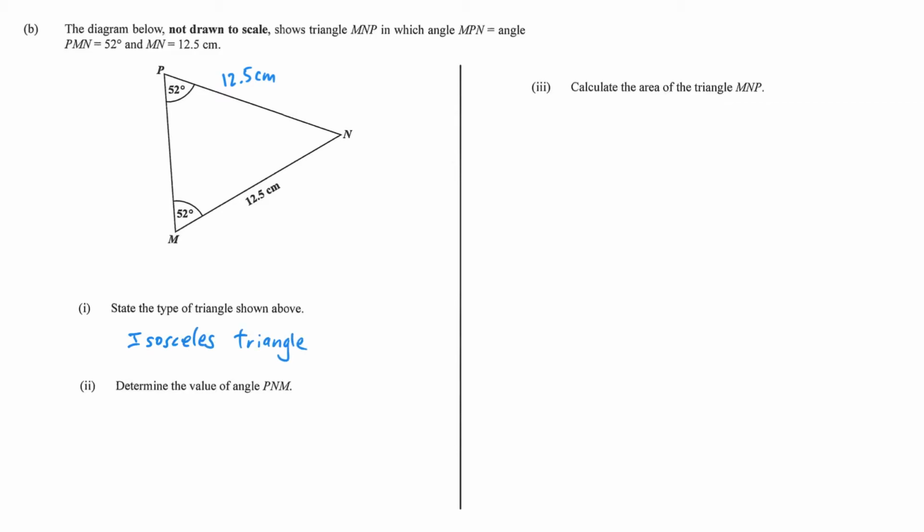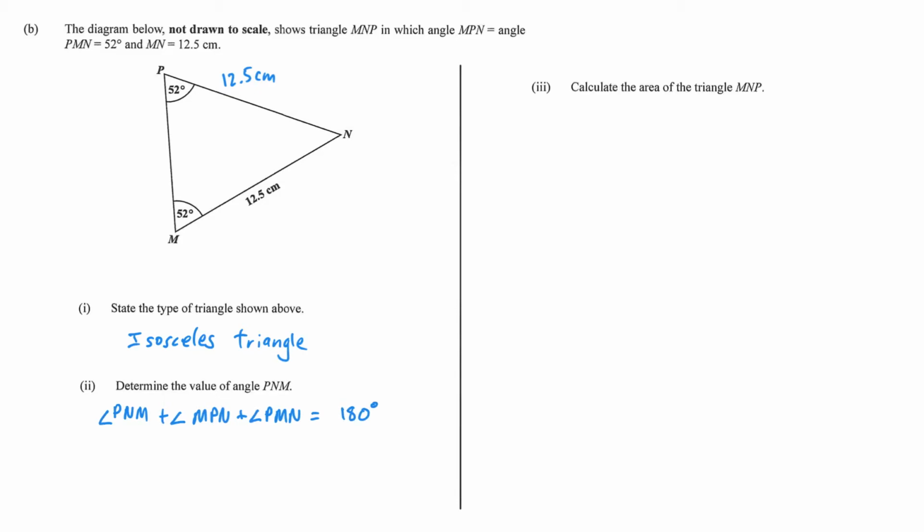In part 2, we're asked to find the value of the angle PNM. For any triangle, we know that the three interior angles have to add up to 180 degrees. So this tells me that the angle PNM plus the angle MPN plus the angle PMN has to equal 180 degrees.